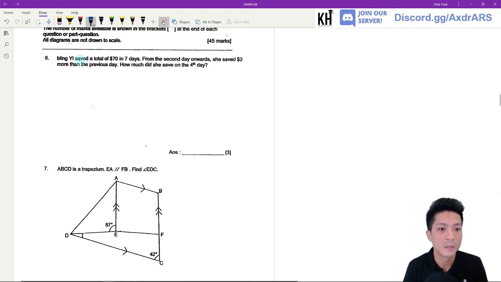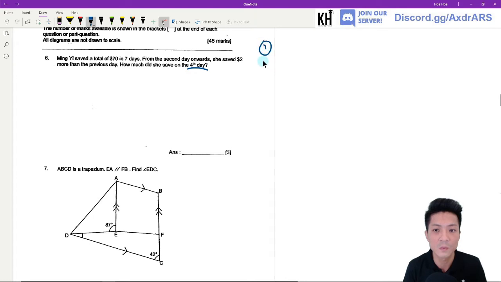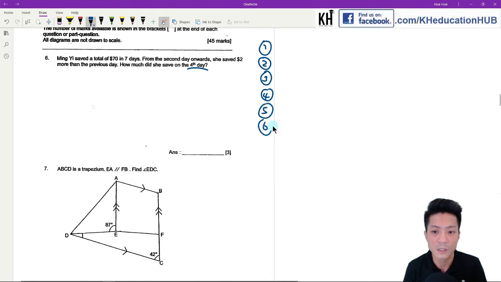Question 6. Mingyi saved a total of $70 in 7 days. From the second day onwards, she saved $2 more than the previous day. How much did she save on the 4th day? Okay, so in this case, I'm going to list out, since it's only 7 days. 1, 2, 3, 4, 5, 6, 7.